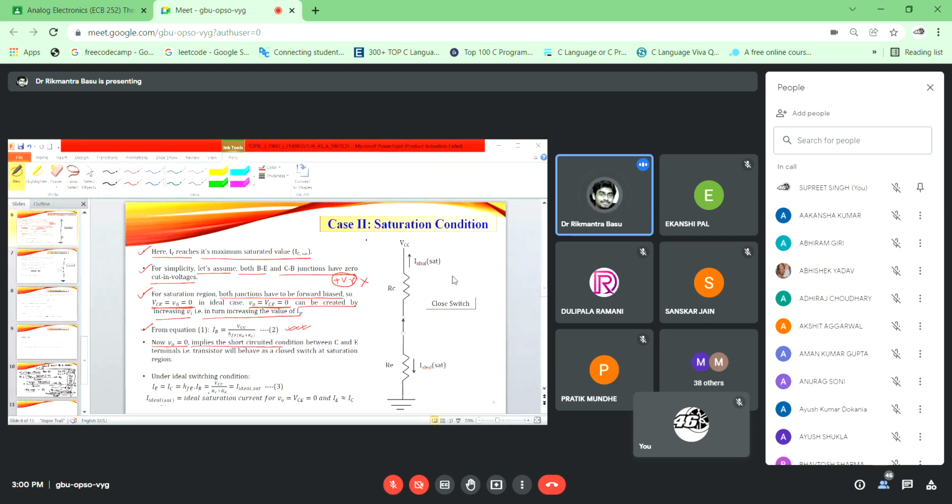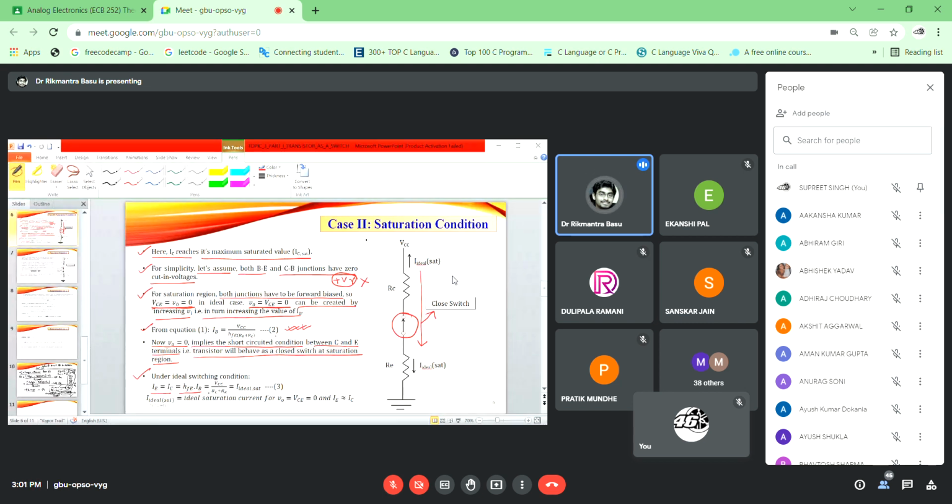That implies the short-circuited condition between the collector and emitter terminals, that is, the transistor will behave as a closed switch in the saturation region. The switch is closed and hence a proper current path appears, which goes into the ground, and that's why you can say the output is actually zero. So under ideal switching condition, IE equals IC, similar current is flowing. If we take it as an ideal switch, no drop is occurring, so that's why IE equals IC, equals hFE times IB.